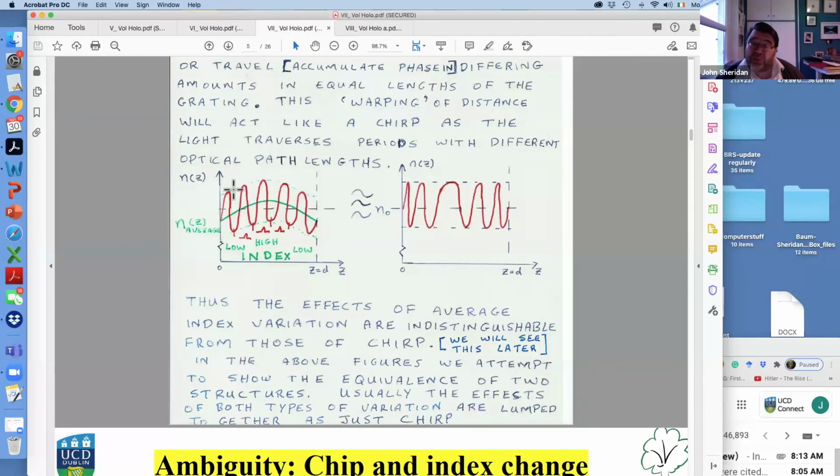And so what the light will see if it replays something like this, it will actually see a grating profile which looks like this to the light. Yeah. So the higher average index in here increases the optical path, and therefore effectively increases the distance, for example, between that point and that point, compared to that point to that point.